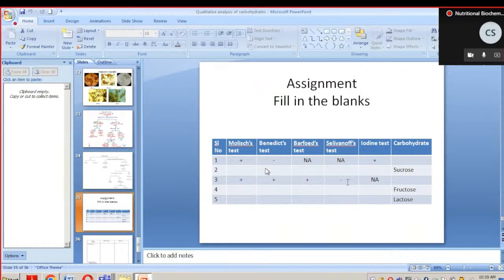Glucose or galactose, very good. It's going to be either glucose or galactose. You can do the osazone test and find out further.